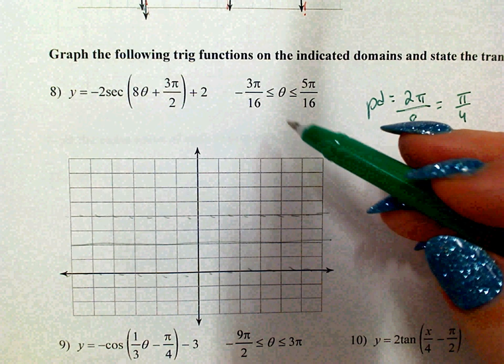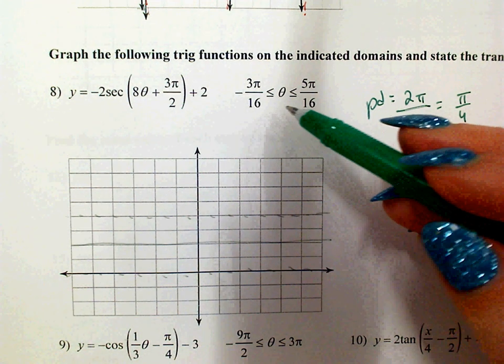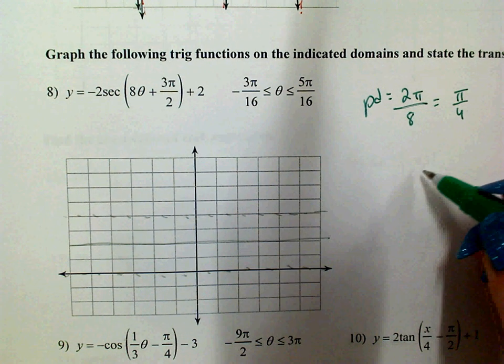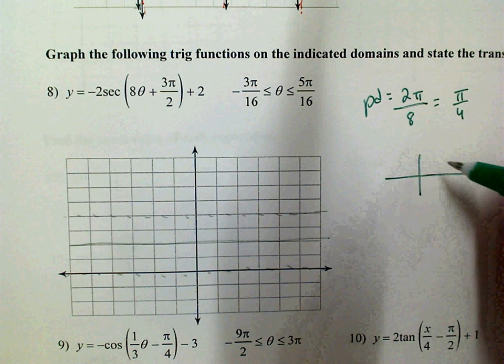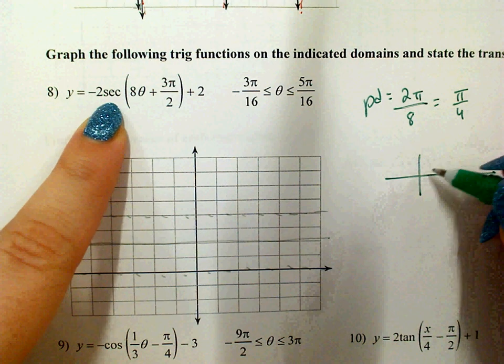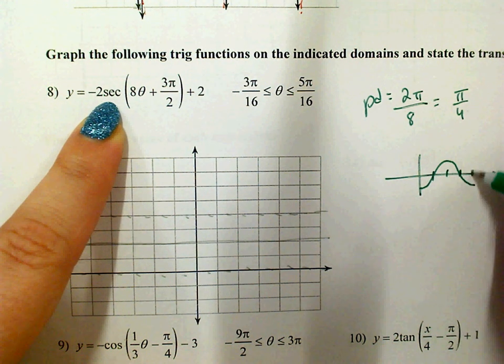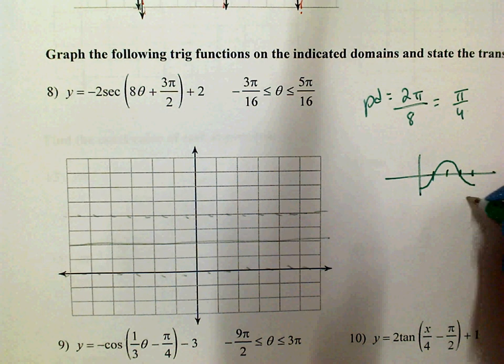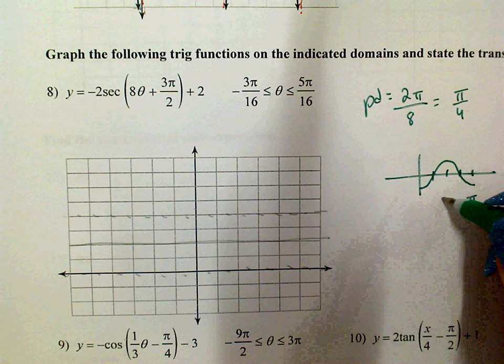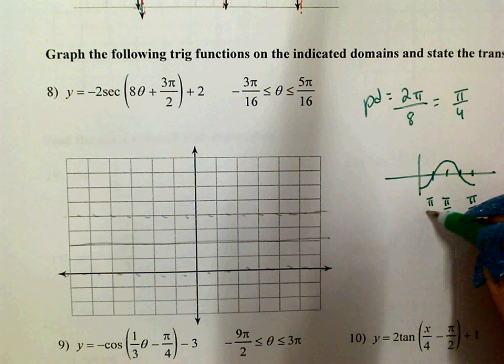I'm supposed to graph from negative 3/16 pi to 5/16 pi, so what I'm going to do right quick is play around with a negative cosine wave. So a negative cosine wave looks like this. And if I let the 4th tick mark be the period, that's 1/4. That means the halfway is 1/8. That means the first is 1/16.